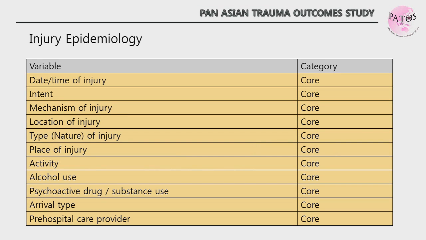Core injury epidemiology variables include date and time of injury, intent, mechanism, location, type, and place of incidents. We also need to collect information on the type of activity during incidents, alcohol use, psychoactive drug and substance use, arrival type, and level of pre-hospital care provider.